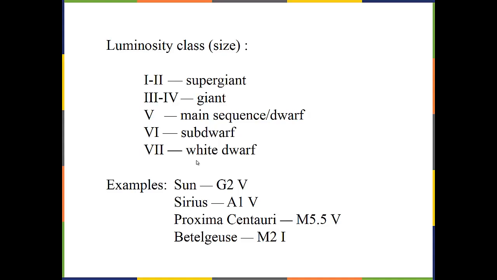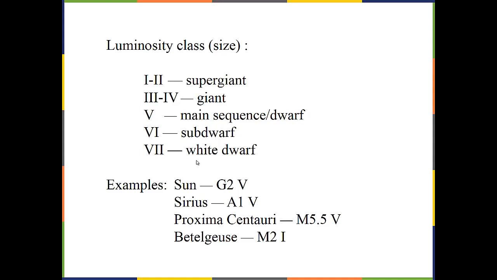So the complete classification of a star includes spectral type and luminosity class. The spectral type tells you temperature, while the luminosity class tells you about size. The Sun is a G2 Roman numeral 5, which means it's relatively cool and small. Sirius is a bit hotter. As an A main sequence star, it's also slightly larger than the Sun.